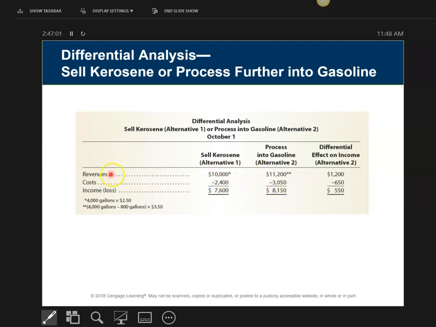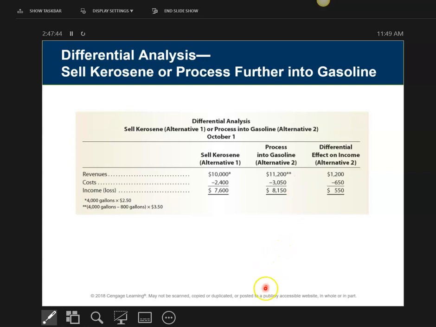So it's important to line these up, but now we need to go across. The difference between here and here is I'm going to be adding $1,200 worth of income. Here is my cost for kerosene. Here's my cost for gasoline. So I'm increasing my cost by $650. This is why there's a negative. So when I take my revenues minus my increased cost, I will actually have more net income if I go ahead and finish making gasoline out of it. So this is the decision I'd make. As long as this is positive, this is the alternative I'm going to take.